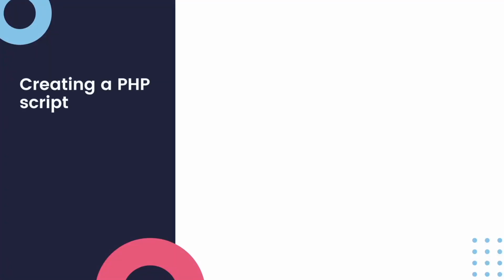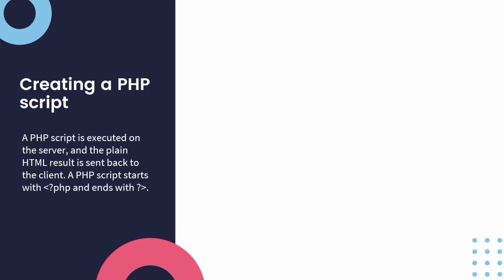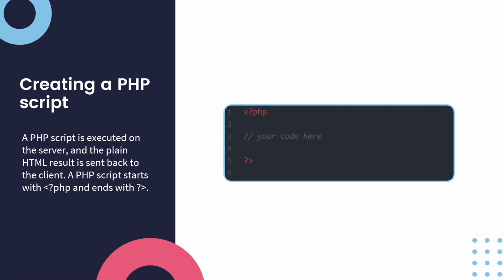Now, first things first, we need to understand how to create a PHP script and what the syntax looks like for creating the script. A PHP script is executed on the server and the plain HTML result is sent back to the client. Now, this is what an example looks like of creating a PHP script. First, we have this opening tag over here, which has a back arrow, question mark, PHP. We then enter whatever code we want to run in our PHP script over here. This is simply just a commented piece of code. And then we close our script off with a question mark and a forward arrow.